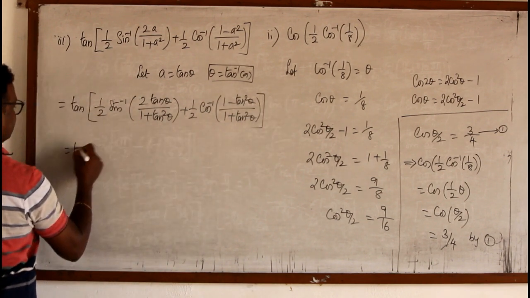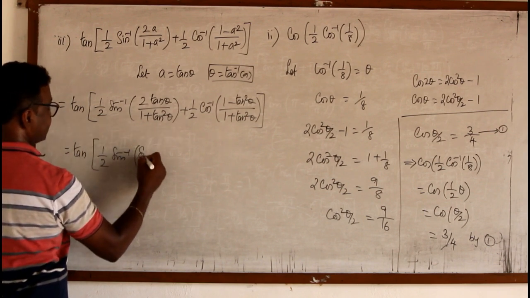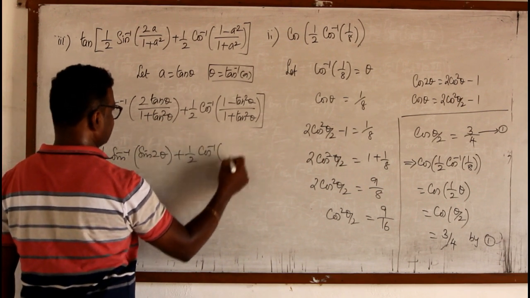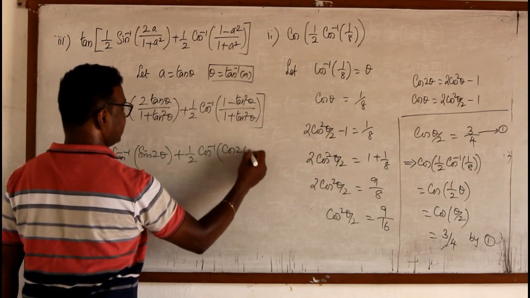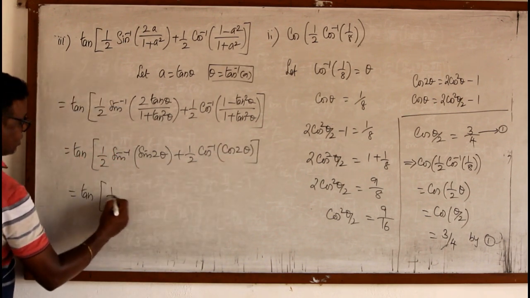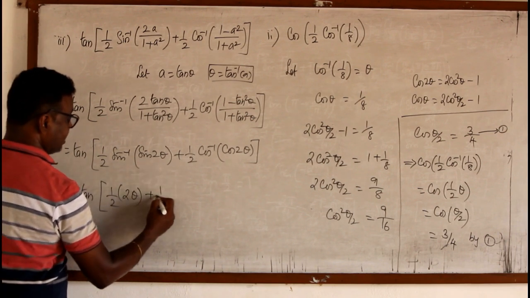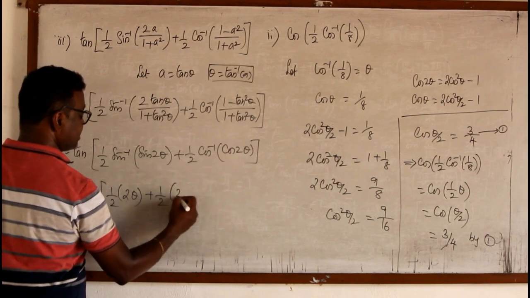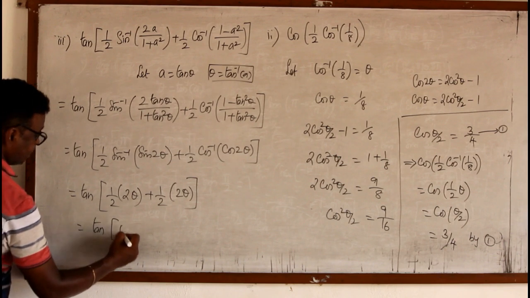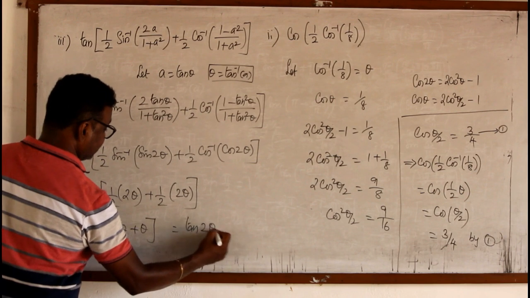It is tan of 1 by 2 sin inverse of, this is sin 2 theta, plus 1 by 2 cos inverse of, and this one is cos 2 theta. Now, tan of 1 by 2, sin inverse and sin cancels, 2 theta. Similarly, 1 by 2, cos inverse and cos cancels, it is 2 theta. Now, 2 cancels, it is theta plus theta, which is tan 2 theta.